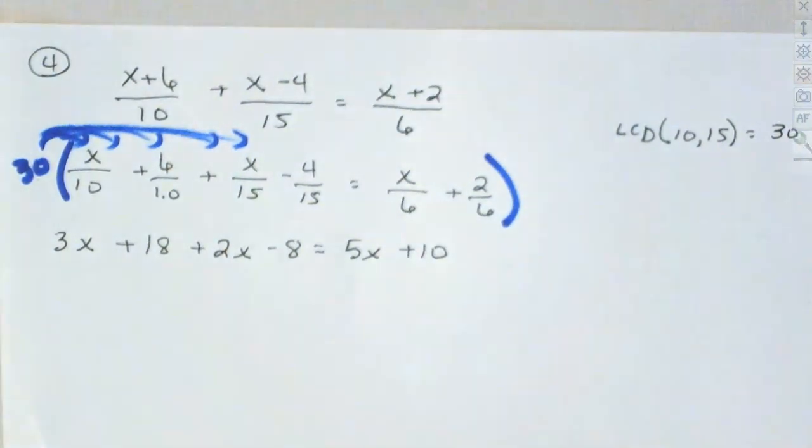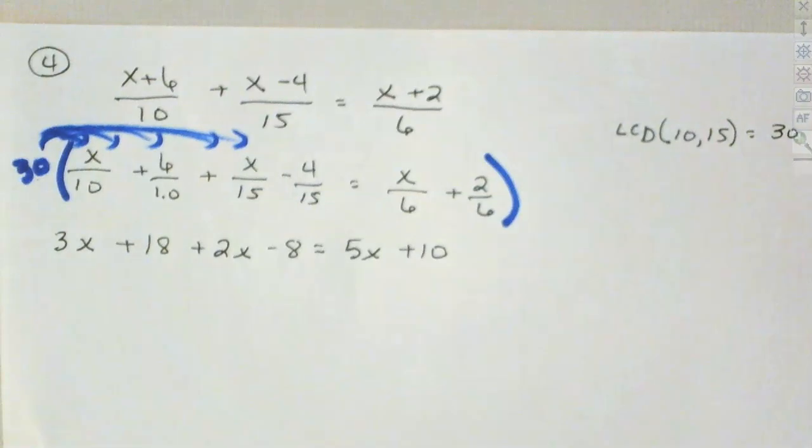Now we're going to clean it up. And this one's not going to have an answer. Remember, there are 3 types of equations. Conditional, where you get an answer. Identity, where the sides are the same. And a contradiction, where it doesn't make sense, where it's false.